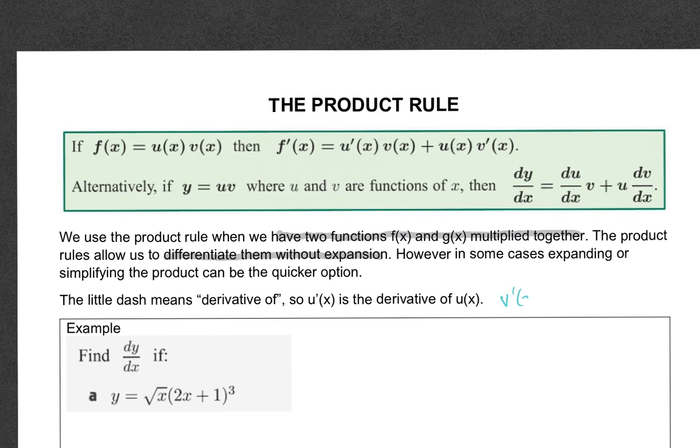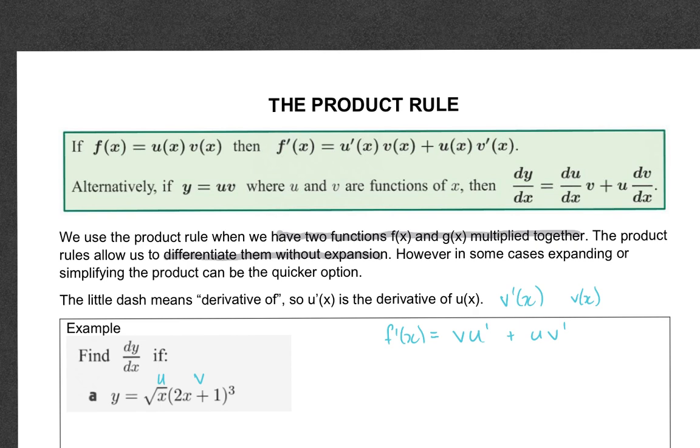So v dash of x is the derivative of v of x. And that's important because we use these letters to help us simplify the rule. Okay, and here's the rule. f dash of x equals v u dash plus u v dash. So it means the second function times the derivative of the first plus the first function times the derivative of the second.